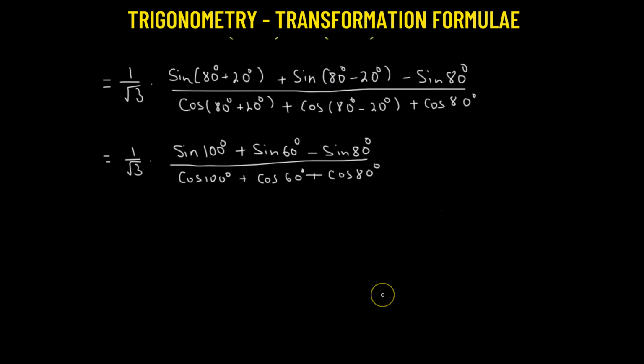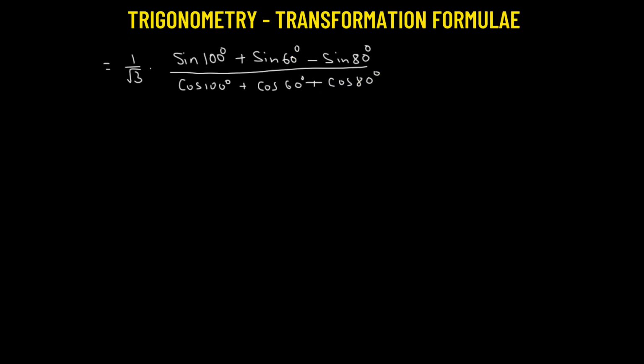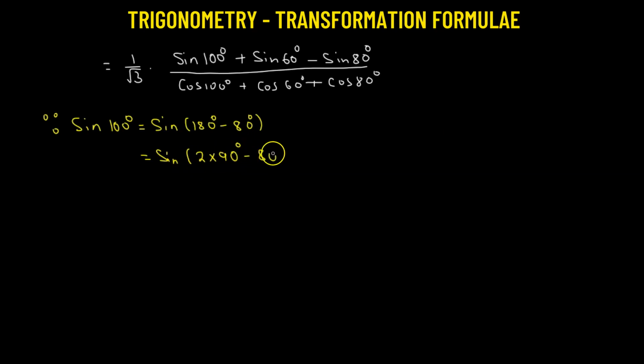So what we'll do, we'll try to find out the value of sine 100 degrees and cosine 100 degrees. So let's do that. So we know that sine of 100 degrees can also be expressed as sine of 180 degrees minus 80 degrees. The reason why we're writing this is we want to express the angle as a multiple of 90 degrees. So here we have 2 times 90 degrees minus 80 degrees. So whenever we have an even multiple of 90 degrees, then the sine function is going to remain as sine function, but the new angle is going to be 80 degrees. But we'll also have to be careful about the sign.